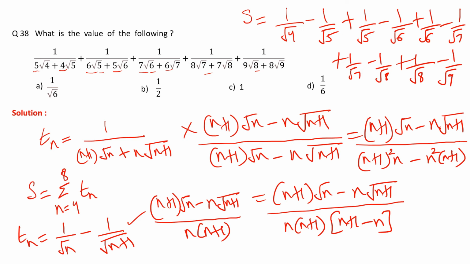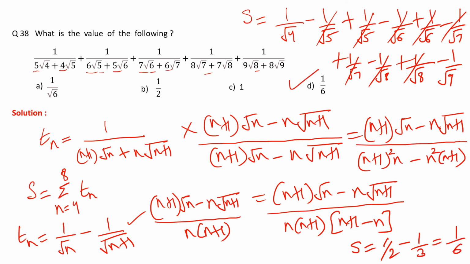So finally, I can say all the terms that are coming between 1 by root 4 and 1 by root 9, they will get cancelled. And we will be just left with s equal to 1 upon root 4, which is half, minus 1 upon root 9, which is 1 upon 3. And this is finally 1 upon 6. So that means D option is the correct one.